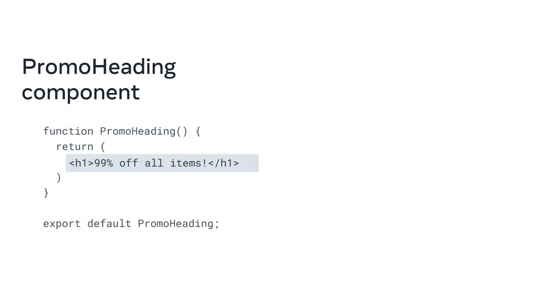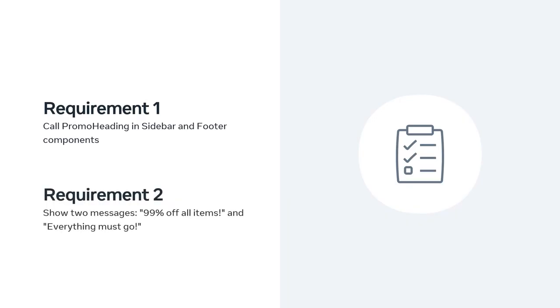However, let's explore a more complex situation. This time, your manager asks you to call the promo heading component in the sidebar and footer component of the web app, in addition to the promo component. They also want two messages displayed: 99% of all items and everything must go. These new requirements mean that the approach of updating the child component will not work quite as well.